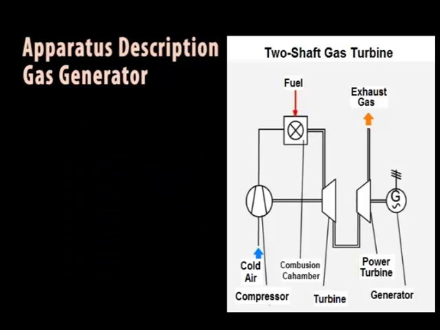From the combustion chamber, the combustion gases flow into the spiral housing on the turbine and are accelerated for entry into the radial wheel.